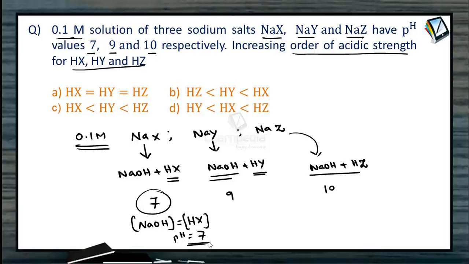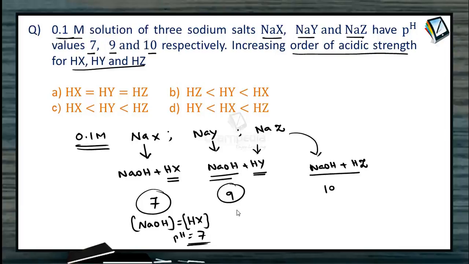But when you see NaY, its aqueous solution has a pH of 9. In other words, it is more basic than the previous salt NaX. That is, the solution has more OH minus concentration, which will be possible when HY is a relatively weaker acid compared to NaOH. So if the HY strength is less than that of HX, then only will the total NaOH not be neutralized. Some amount of OH minus will be left over, and that becomes responsible for the pH to be 9, which is more than 7 by 2 units.